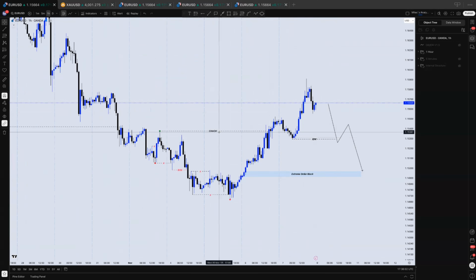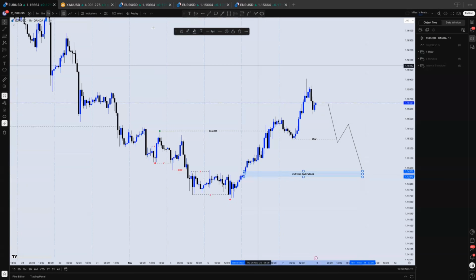So when price creates a change of character, it's an indication that it's about to go bullish. But before continuing bullish to give us a break of structure, we may see price coming for this adjustment and then continue going up, or come for this extreme order block, then continue with the bullish momentum.